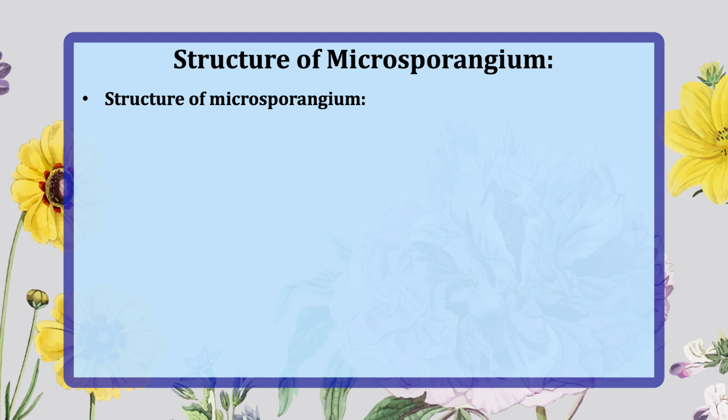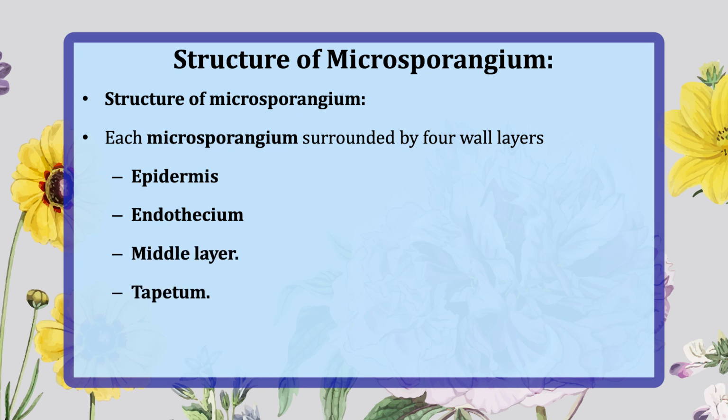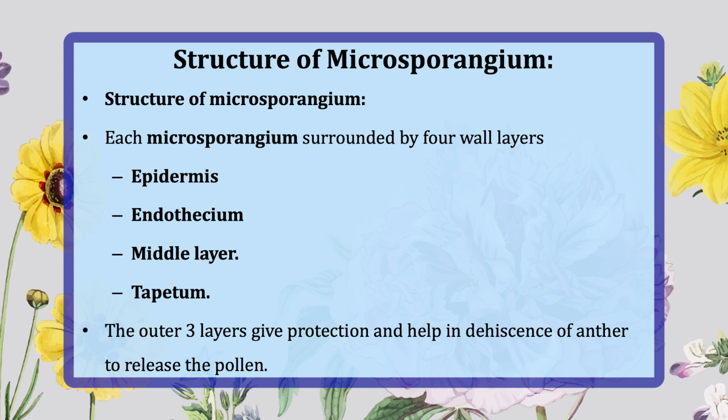Let us discuss what is inside the microsporangium. Each microsporangium is surrounded by 4 wall layers: epidermis, endothecium, middle layer and tapetum. The outer 3 layers are for protection. Endothecium also helps in dispersal or dehiscence of pollen grain.